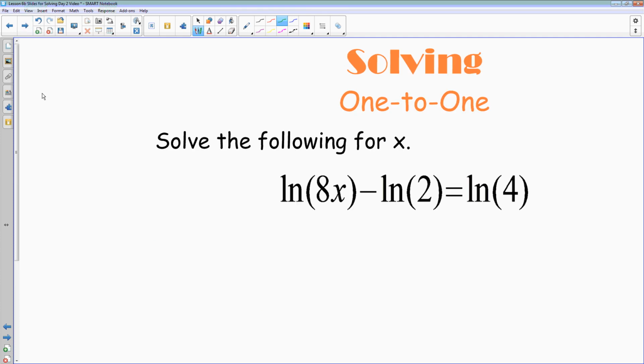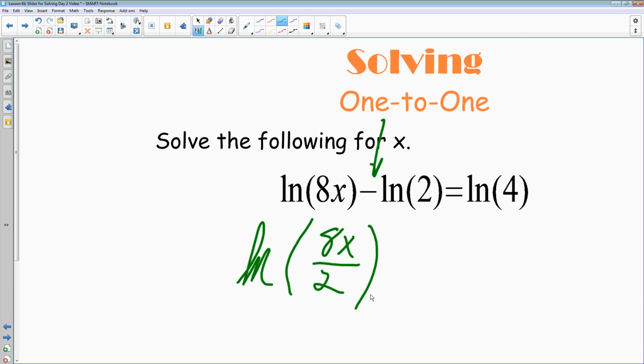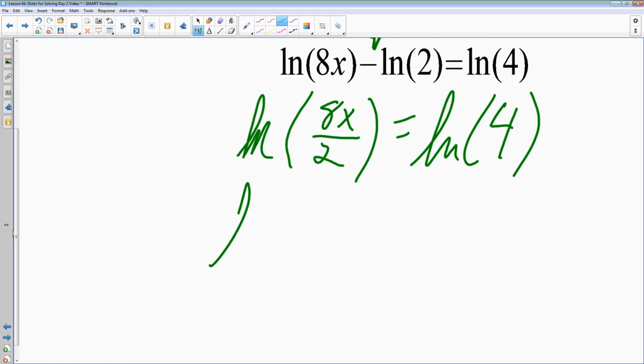The next one: we have the natural log of 8x minus the natural log of 2 equals the natural log of 4. You have to remember your properties. Notice that minus sign, that's the quotient property. So we're going to have the natural log of 8x over 2 equals the natural log of 4. Now of course we should know that the natural log of 8x over 2 becomes the natural log of 4x.